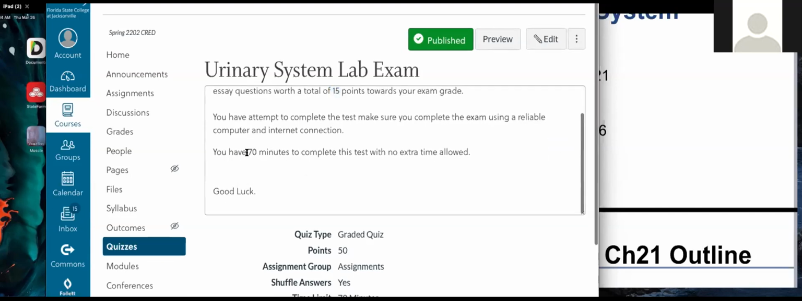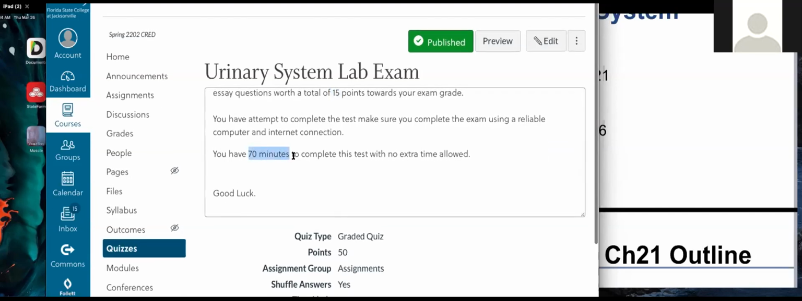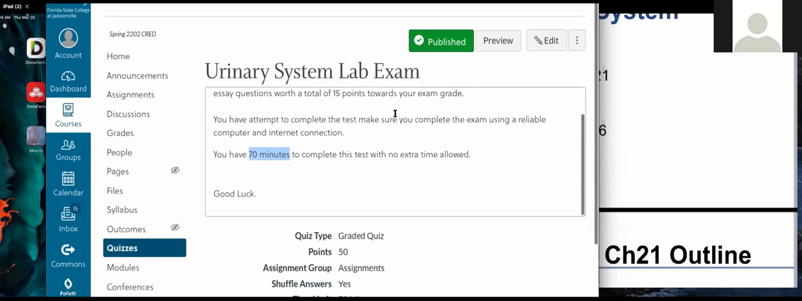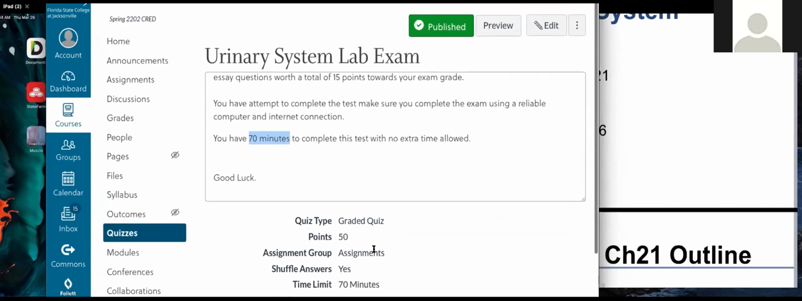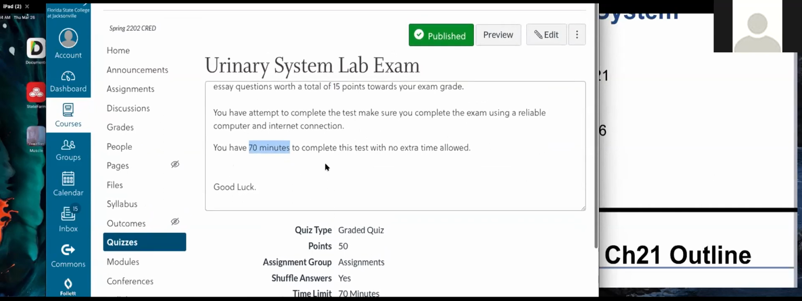All right, you have 70 minutes to complete this test. Please make sure when you complete this test, you have a reliable internet connection and a reliable computer device for this exam. You're going to have only one attempt to get it completed.